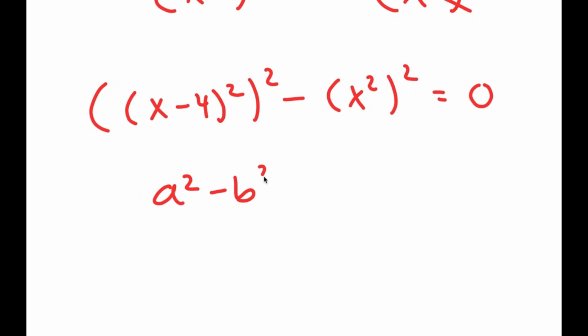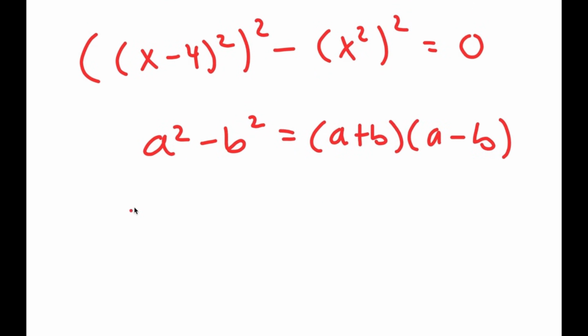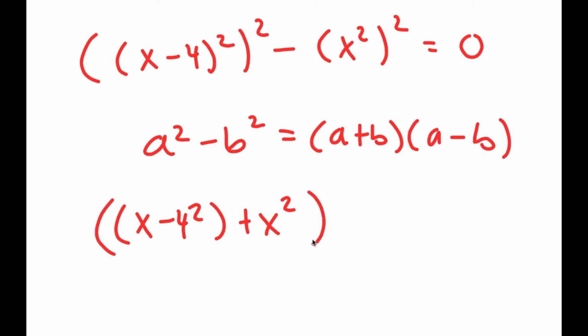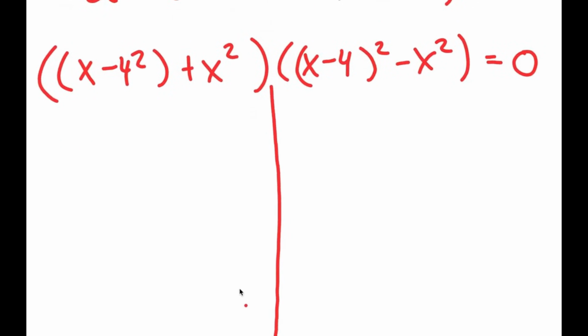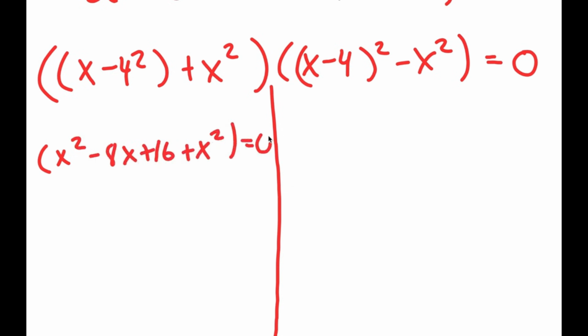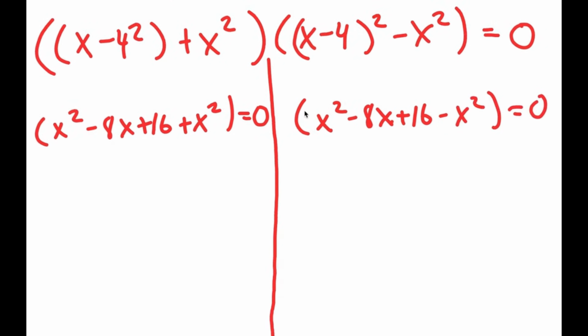Now if I have something in the form a squared minus b squared, this is equal to a plus b times a minus b. So now I get x minus 4 squared plus x squared times x minus 4 squared minus x squared is equal to 0. So x minus 4 squared is equal to x squared minus 8x plus 16. So I have this plus x squared is equal to 0. This is one equation. And I have x squared minus 8x plus 16 minus x squared is equal to 0.